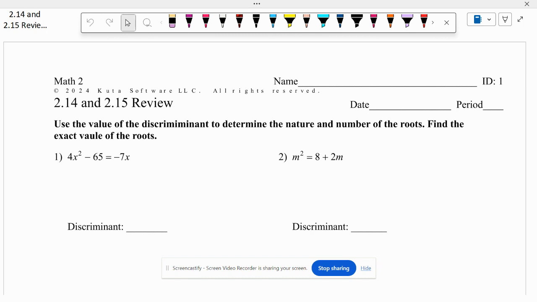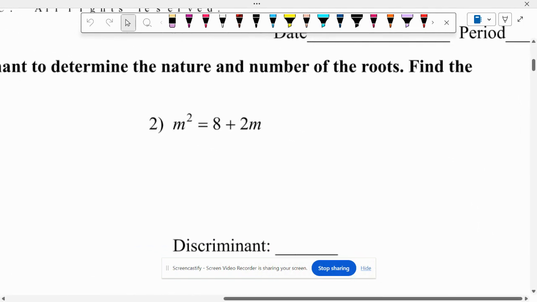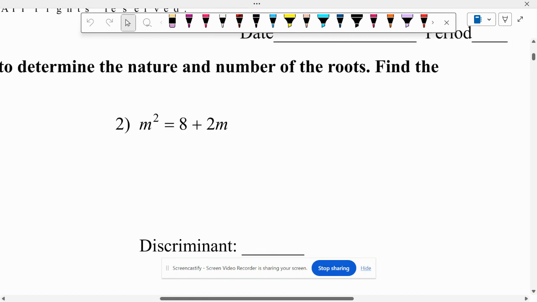We're going to do all of the evens. So I have to determine the nature and the number of the roots. And in order to do that, I have to know the value of the discriminant. Okay. So how do I find the discriminant? What do I need to do to this first? I'm doing all the evens.